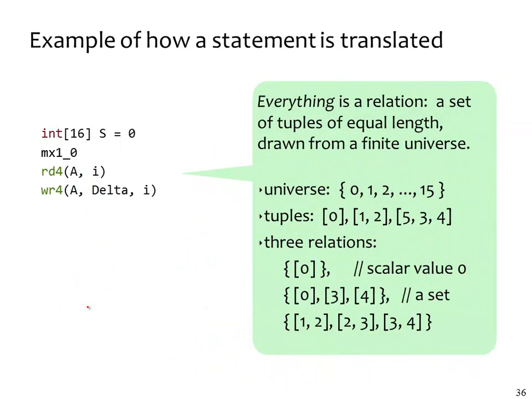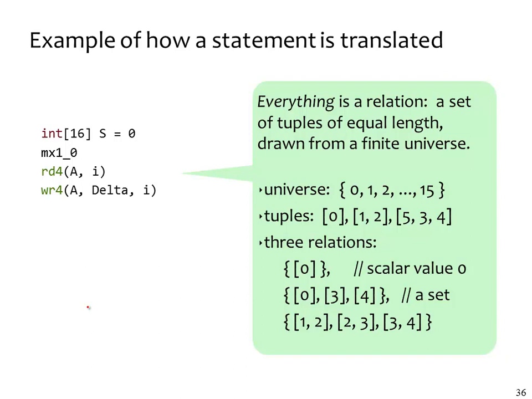The first thing to note is that in this logic, everything is a relation. So we don't make a distinction between sets and scalars and so on and so forth. A relation is a mathematical relation. It is a set of tuples where they all have the same length, and a tuple is a sequence of elements, uninterpreted elements, that are drawn from some finite universe.